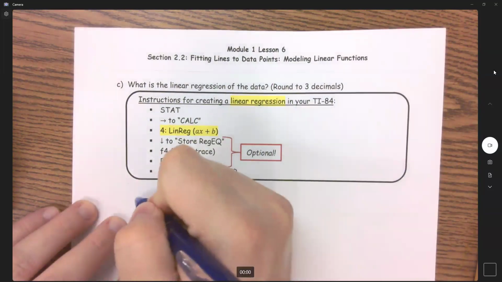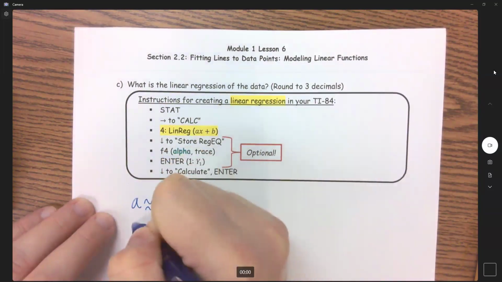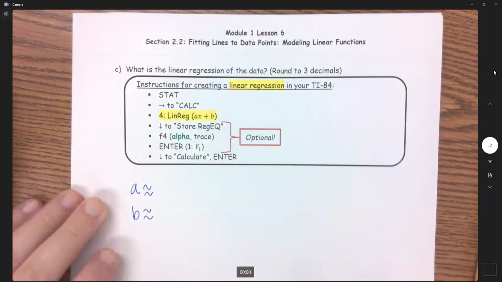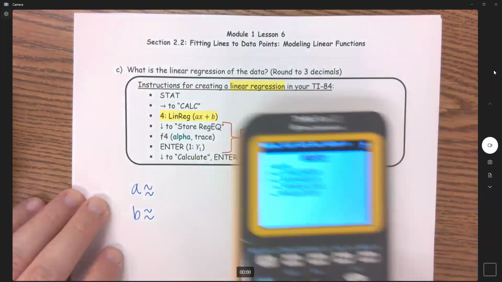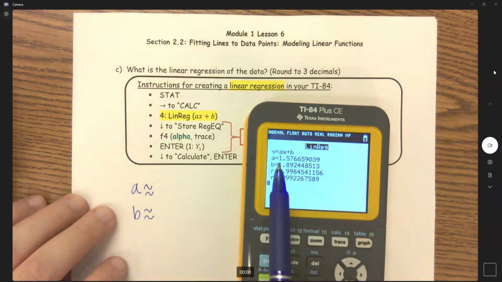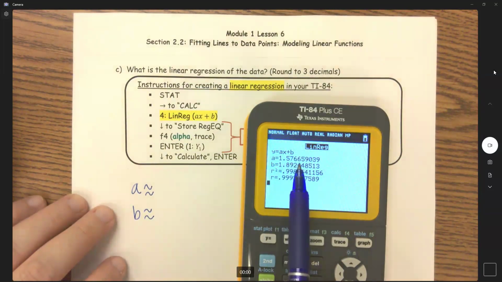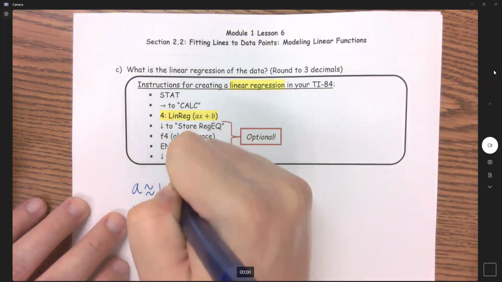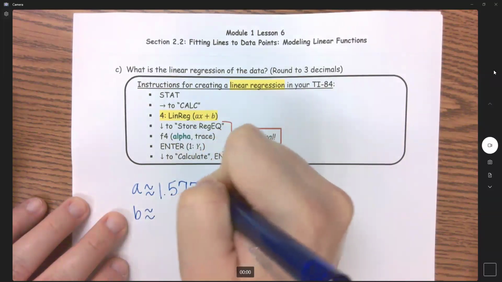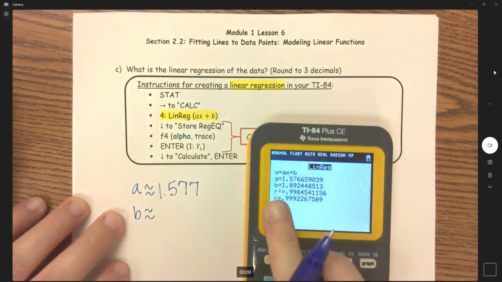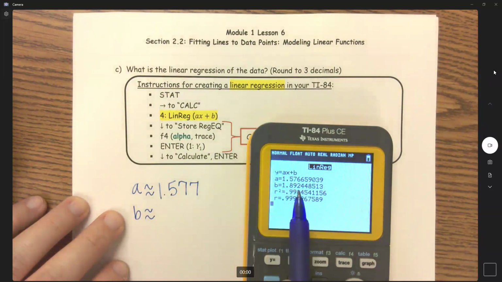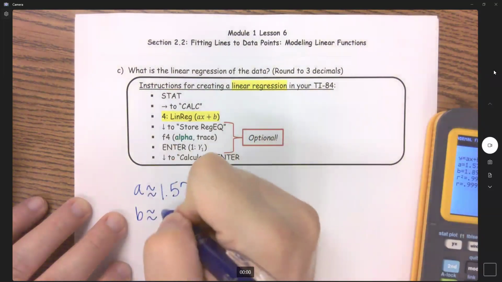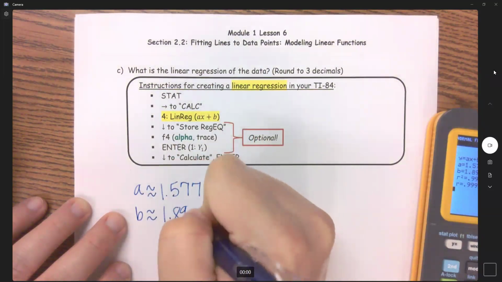Okay, so we have a variable for A and for B, and we're rounding to 3 decimal places. So my A is 1.57. That second 6 makes that first 6 go up to a 7. So that is 1.577. And then my B is 1.892. That 4 makes that 2 stay. 1.892.